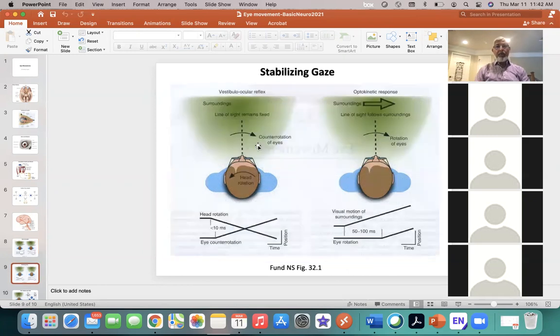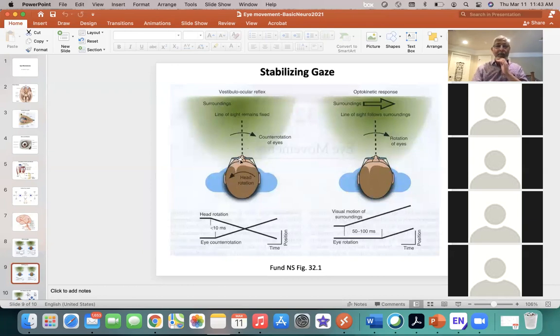Now, look at this one, how you stabilize your gaze. Now, two things can happen. Look, in this one your surrounding is fixed, but your head is moving, which means your tracking device is fixed, your object is fixed, but your stage on which the tracking device is placed is moving. So you see your head is moving this way.